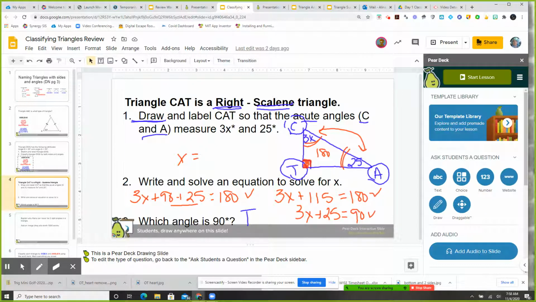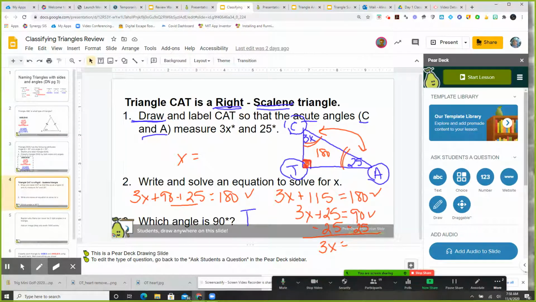Anybody? I'm going to subtract 25 from both sides. So 3x equals, I don't remember what it equaled, 65. And then divide by 3.